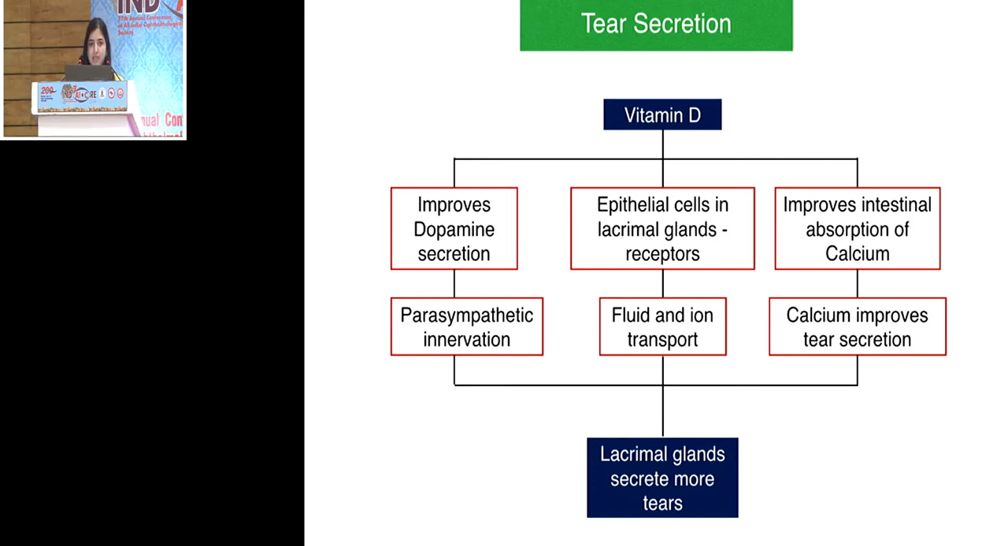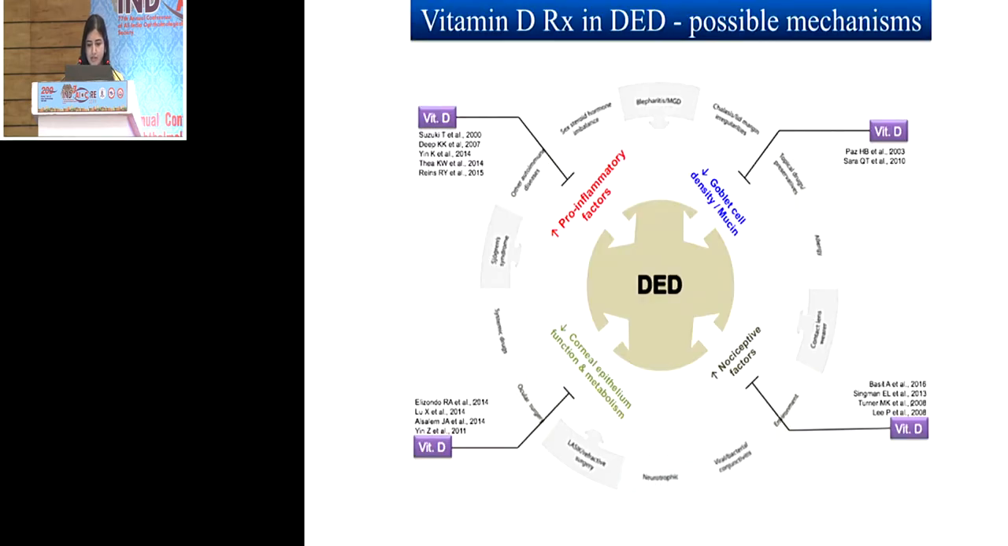Secondly, vitamin D receptors are also seen on the epithelial cells in the lacrimal glands, and they are believed to regulate the fluid and ion transport, which is required for the formation of the tear film in the first place. And we also know, it has already been mentioned by Dr. Natasha, that vitamin D improves the intestinal absorption of calcium. And it has been shown that calcium improves tear secretion. Some people are also suggesting use of calcium ointment for dry eye disease these days.